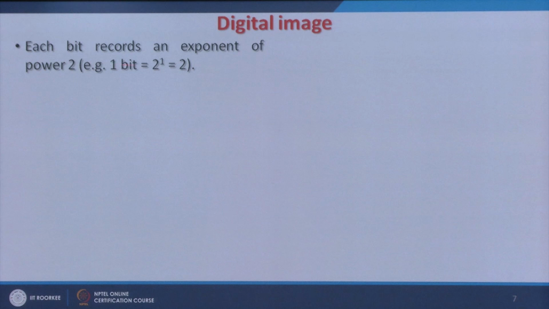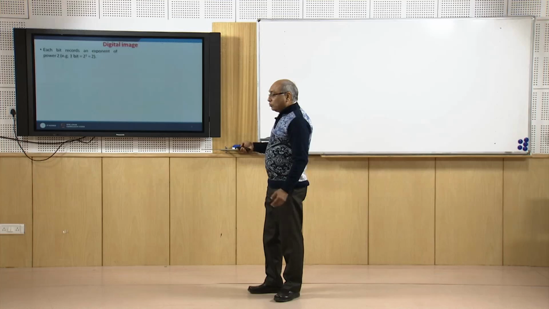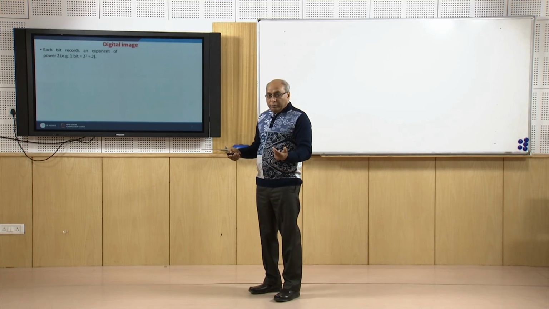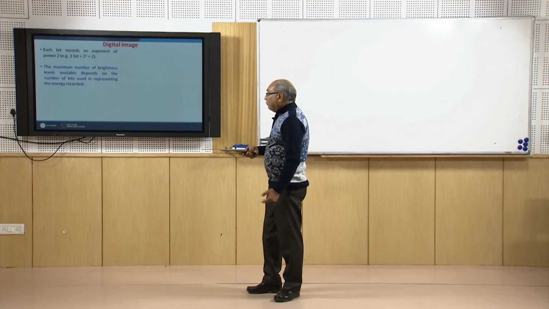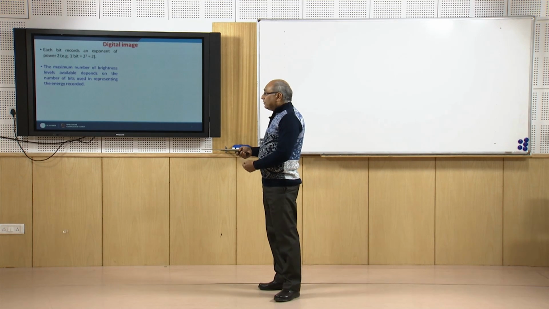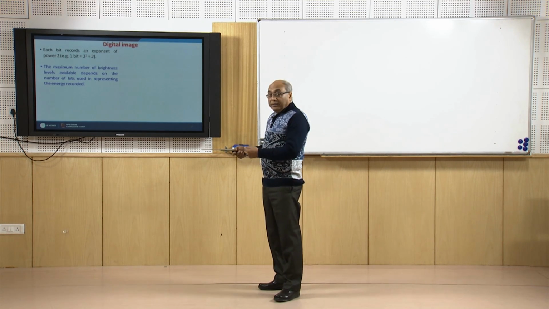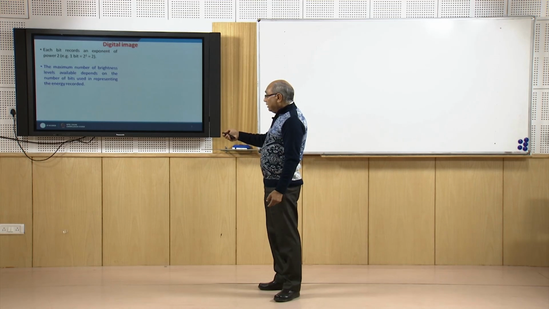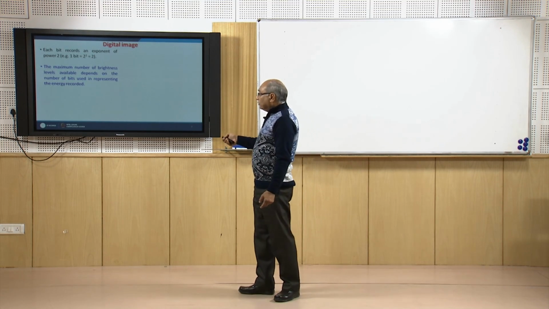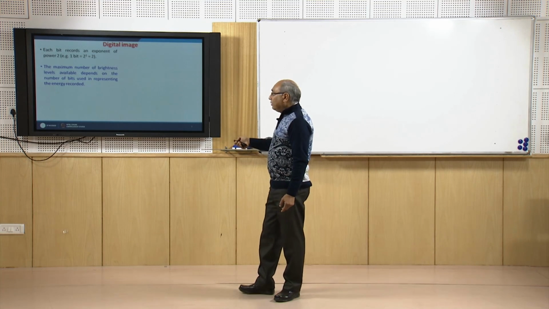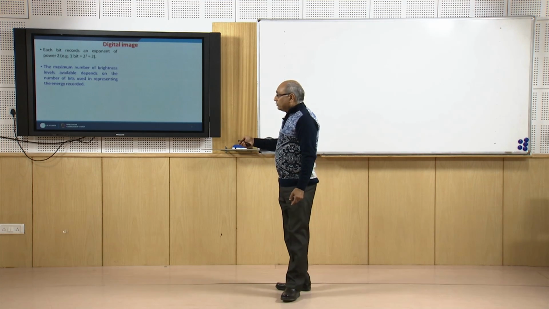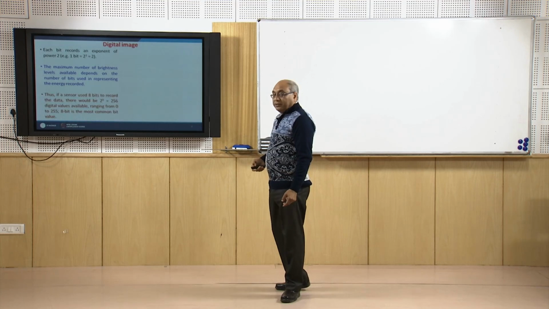So each bit records an exponent of power of 2, that is, if it is 1 bit, that means 2 power 1 equal to 2. So either 0 or 1, total number 2. When we improve on this, the number available will improve very significantly. We will see that example as well. So the maximum number of brightness levels available depends on the number of bits used in representing energy recorded.